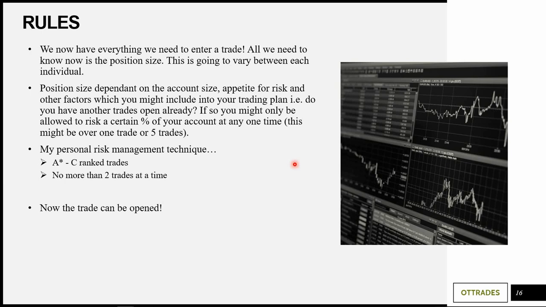So I'll have, I don't know off the top of my head how many, maybe 5 to 10 A star trades, which I risk 2% of my account on. I then have a certain amount of A trades, which I risk 1.5% of the account on. I then have X amount of B trades, which I risk 1% on, and the rest are C trades, which I risk 0.5% of the account on. So my best performing trades, the A stars, I'm risking the most account equity on: 2%.